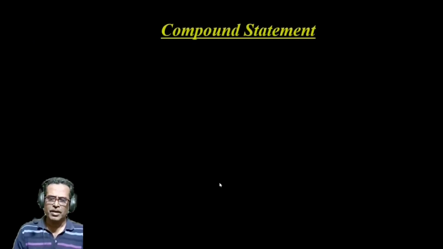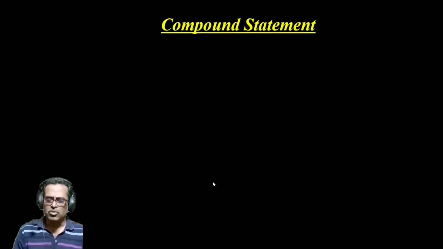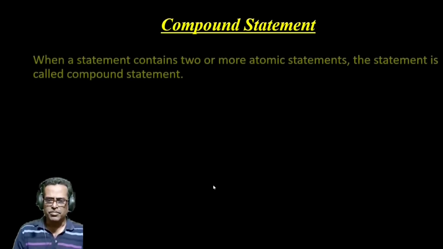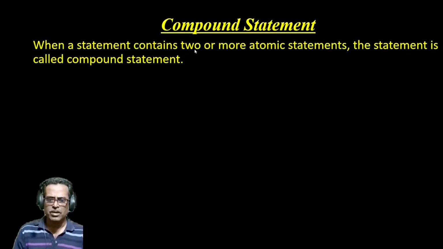Next, compound statement. When two or more statements are joined by connectives, that statement is called a compound statement. When a statement contains two or more atomic statements, it is called a compound statement. Now, suppose A greater than B and B greater than C. There are two atomic statements, A greater than B and B greater than C, joined by "and". This is called a compound statement.